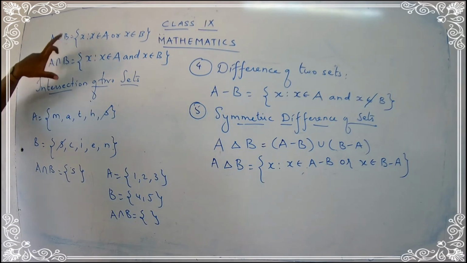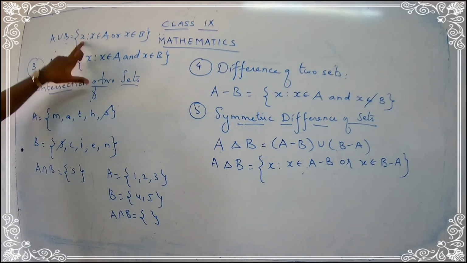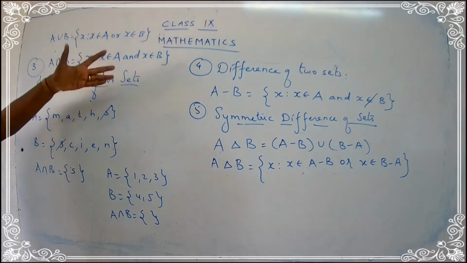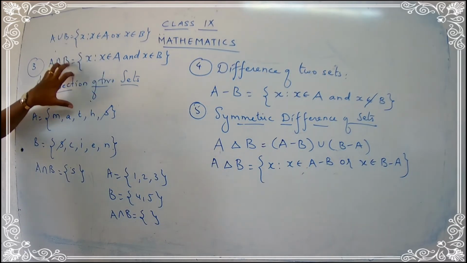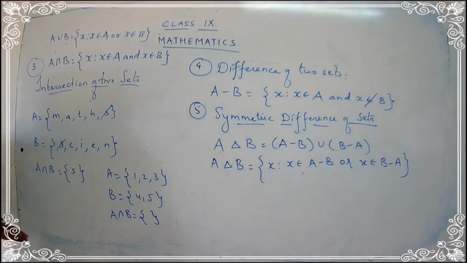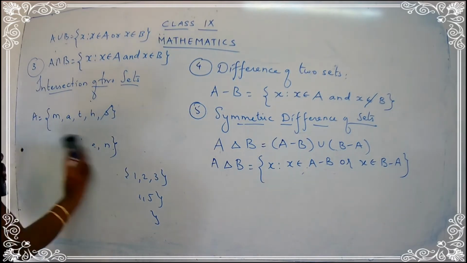For union, you have to write down X such that X belonging to A or X belonging to B. And for intersection, X belonging to A and X belonging to B. Clear, children? Let's go for the next one.